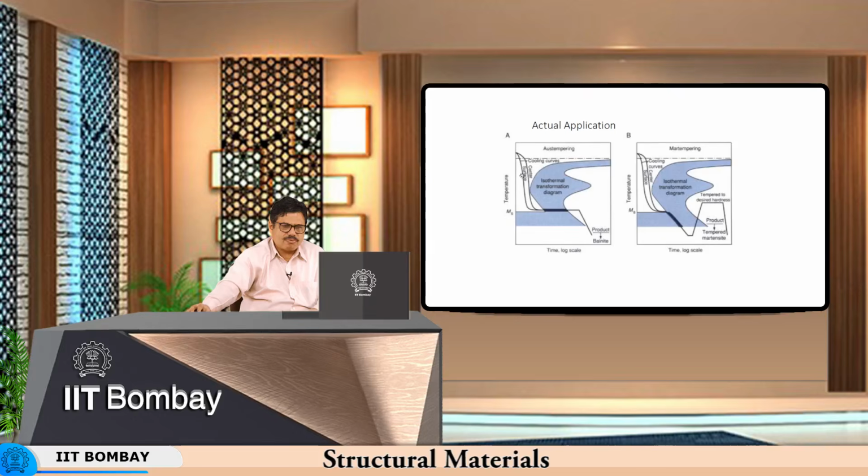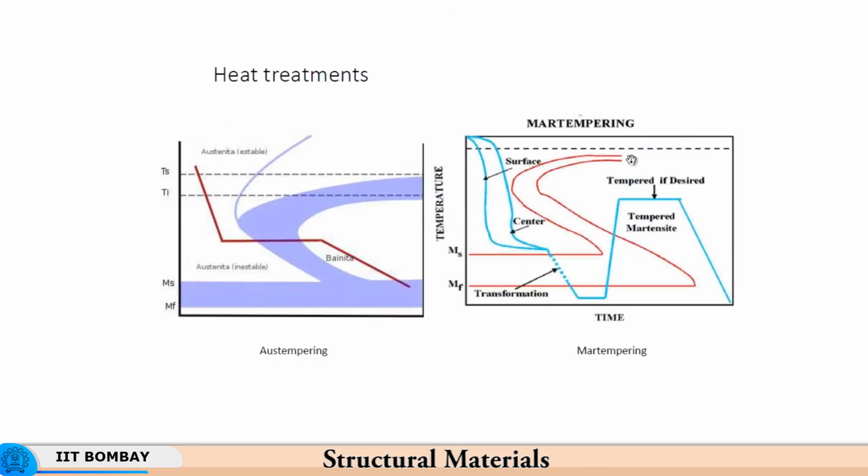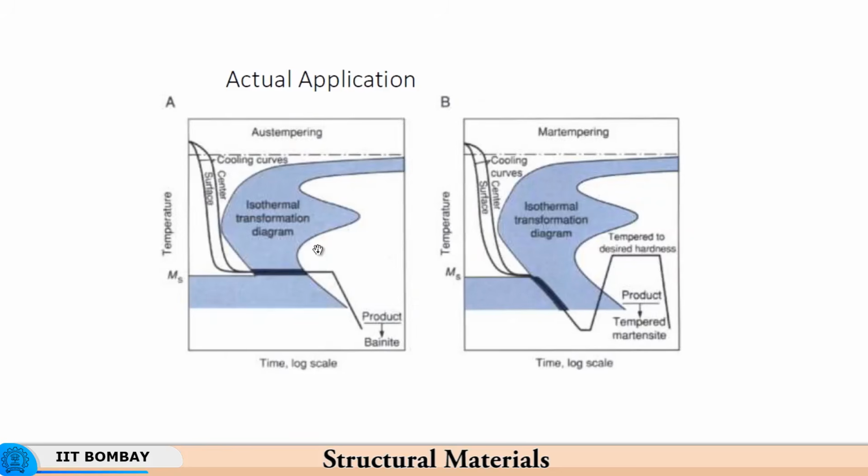So in the actual application, what happens is that you have a different shape of the temperature time transformation curve, and the shape of these curves changes depending on the presence or absence of other alloying elements. What has been shown schematically earlier is purely a temperature time transformation diagram when carbon is present, but there are many other elements which are often added to steel, and that changes the shape of the curve.